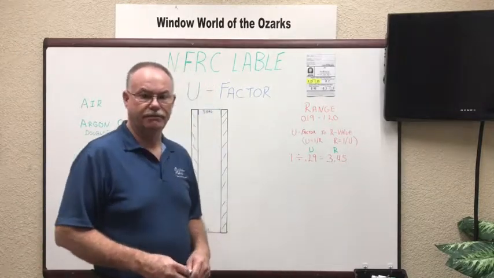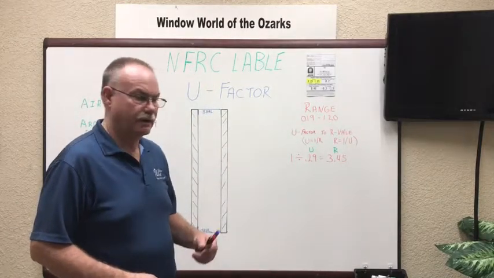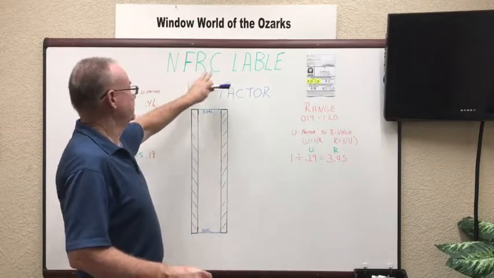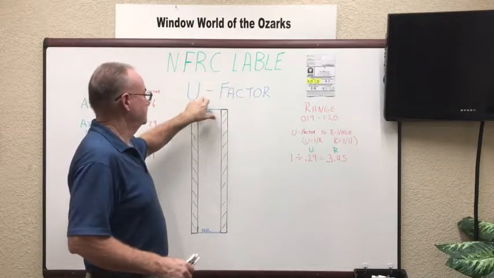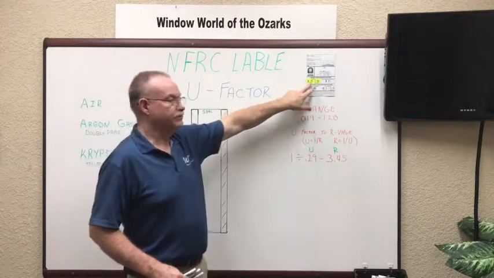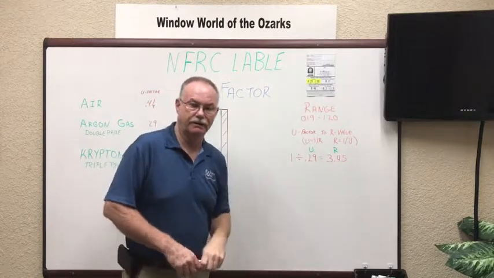Today we're going to be talking about part 2 of my segment on the NFRC label, talking about the U factor. This is the first number that's on your NFRC label.